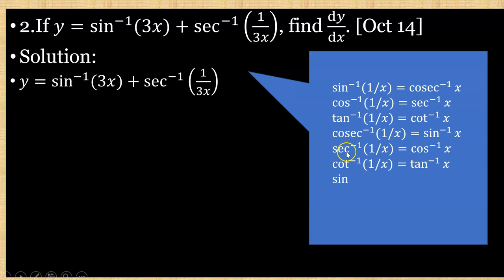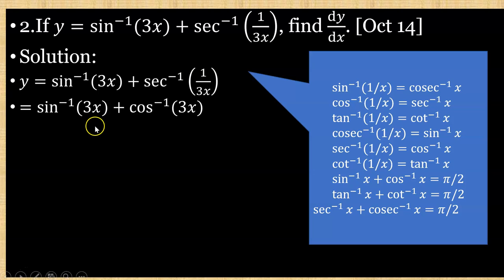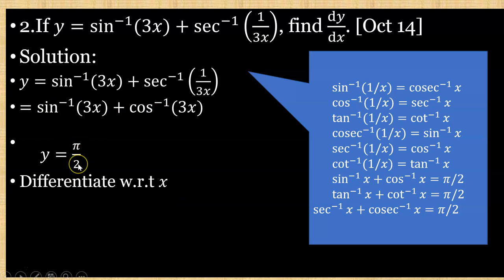We will apply the formula: sec inverse of 1 upon x is equal to cos inverse of x. Now see this here. Y is equal to sine inverse of 3x plus cos inverse of 3x. And again, sine inverse of x plus cos inverse of x is equal to pi by 2. And therefore here y is equal to pi by 2.